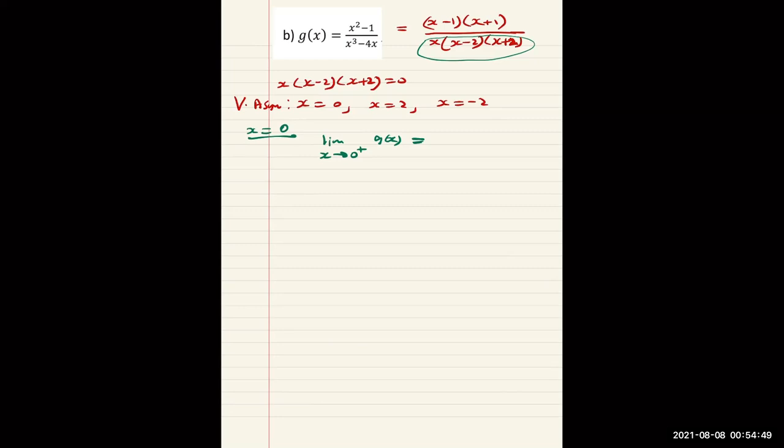What you do is you make a sign chart. You construct a sign chart for this expression. This is my g(x), right? Let's see what happens to each of these expressions as x approaches 0 from the positive side. Look at the top expression as x approaches 0 from the positive side. This looks like, on top you have a minus sign, -1, right?